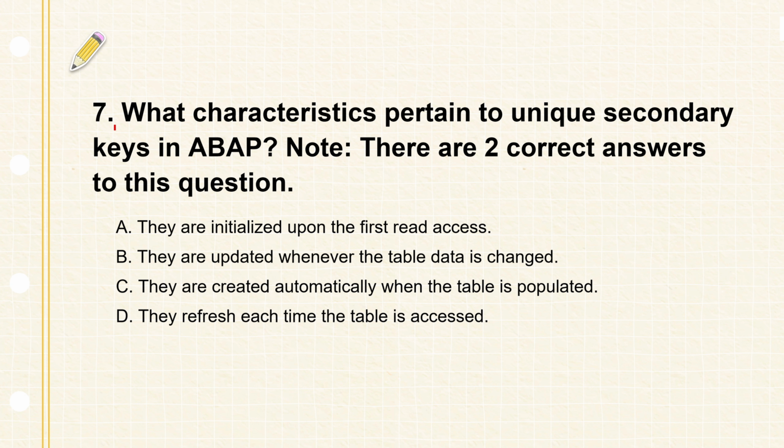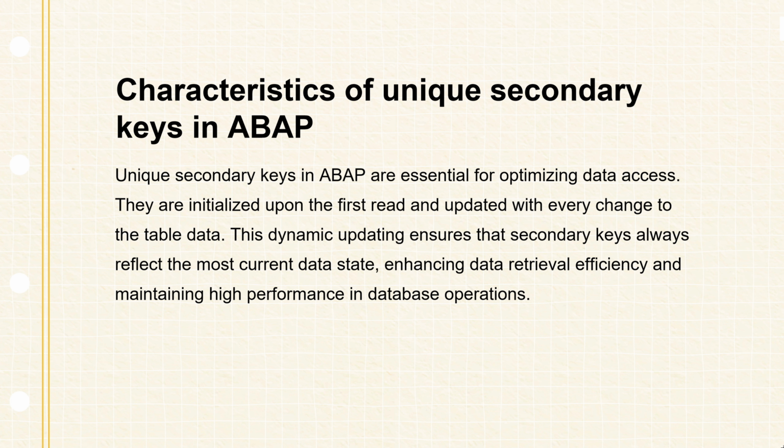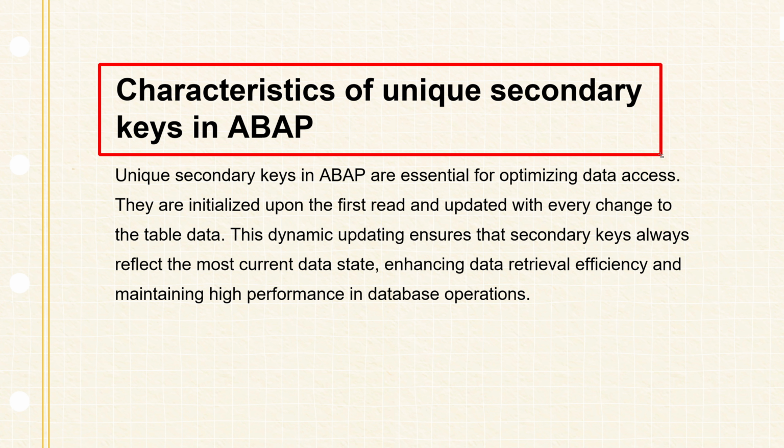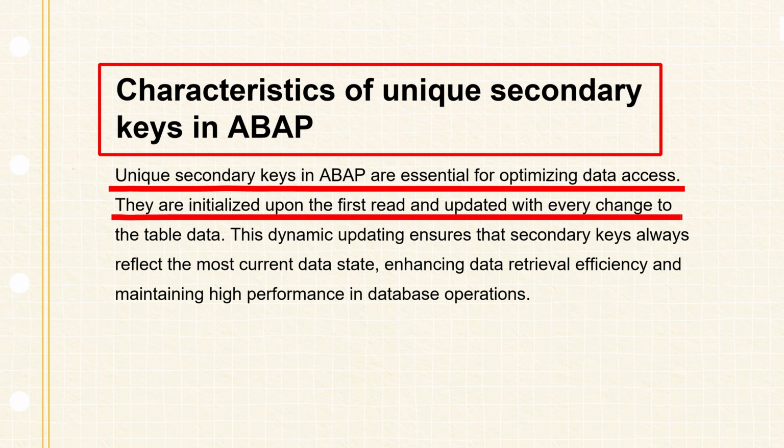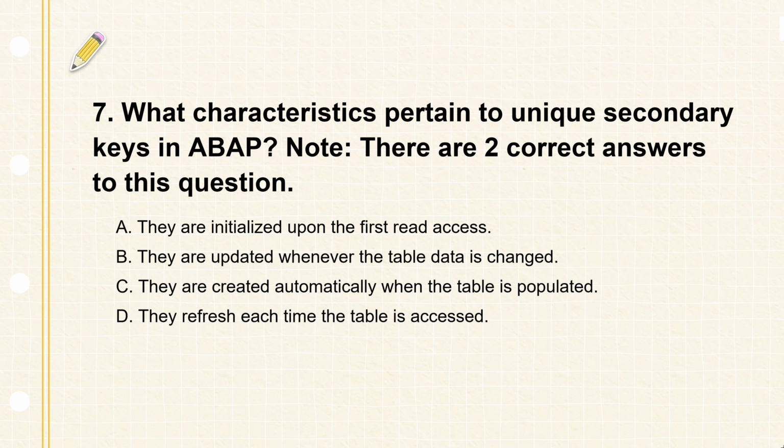Question 7. What characteristics pertain to unique secondary keys in ABAP? The knowledge points of this question are characteristics of unique secondary keys in ABAP. Unique secondary keys in ABAP tables are set up the first time you access them and update automatically with any data changes. This keeps data retrieval fast and accurate, helping applications perform better.